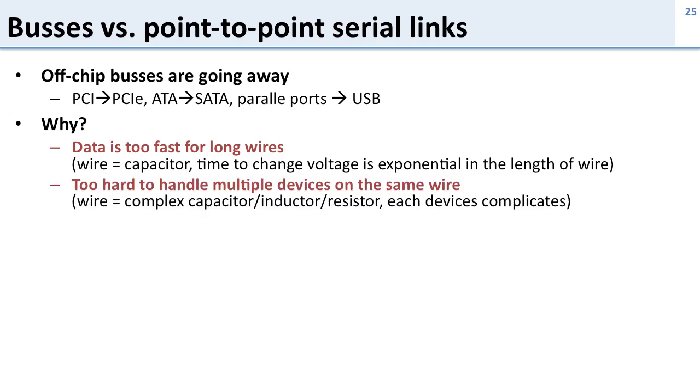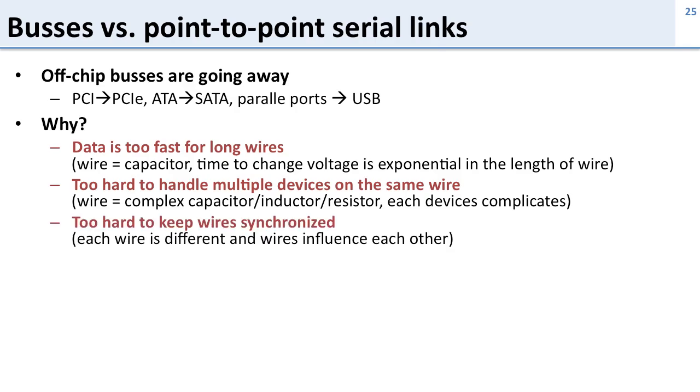It's also too hard to handle multiple devices on the same wire. When you have multiple devices, you get more inductance, more capacitance, more resistance, and each additional device slows down the wires. And the real reason is it's too hard to keep wires synchronized. Both of these other 2 issues, with wires being too long and wires being complex, means it's hard to keep the data in sync. And if we can't keep the data in sync, then we have to slow down the clock speed, and then the bus is slower.